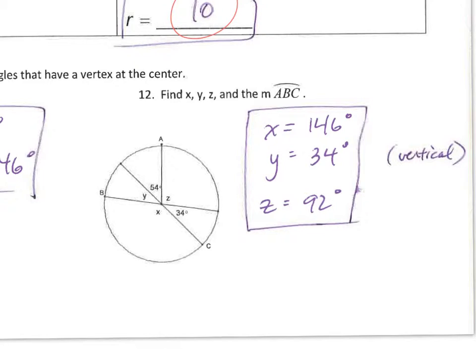All right, x, well now I know y is 34, and I could use this one too. This is a straight line, so 34 subtracted from 180 would get me x. So a lot of stuff going on with that problem, hopefully not too bad.